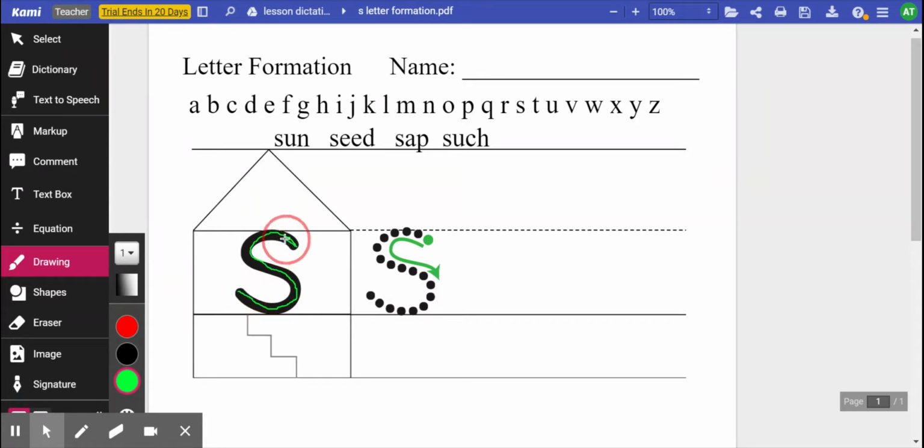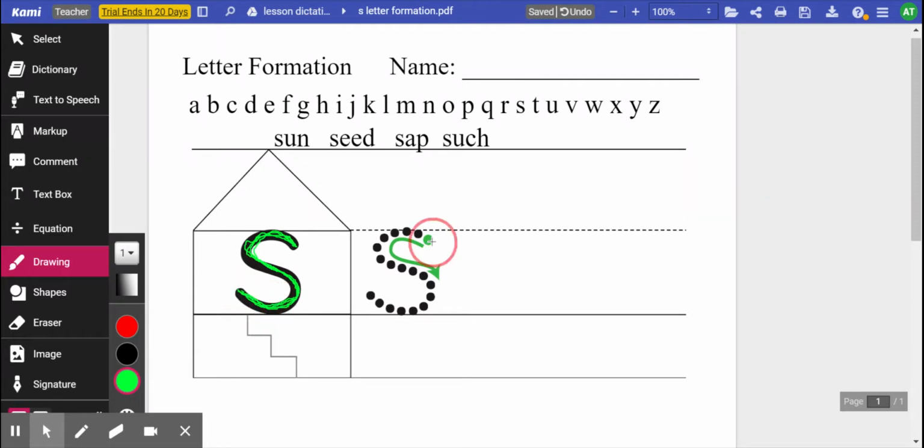Let's do it two more times. 1, 2, 3. There we go. Remember, it starts at the top. It's an easy letter to flip. Just remember that it starts from right to left, then goes back right, and then curves back up left.